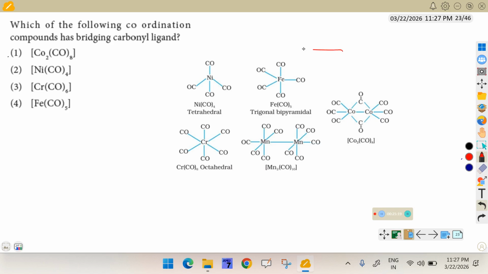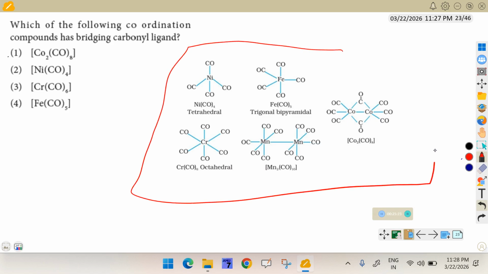Which of the following coordination compounds has a bridging carbonyl ligand? Bridging carbonyl ligand is present here. So the compound is Co2(CO)8, CO taken 8 times.